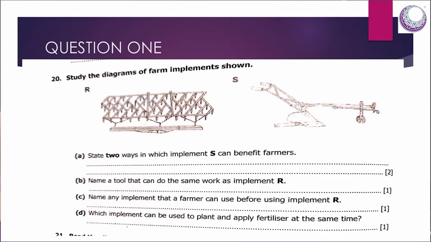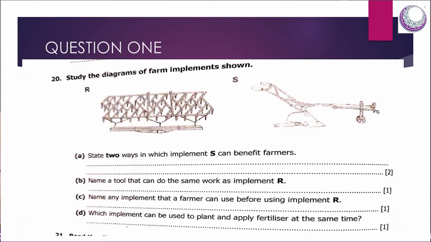For our A, the question reads, state two ways in which implement S can benefit farmers. That's our implement S there. How does it benefit farmers? This implement helps farmers to, one, loosen the soil. Two, farmers are also able to turn over the soil in preparation of growing crops.